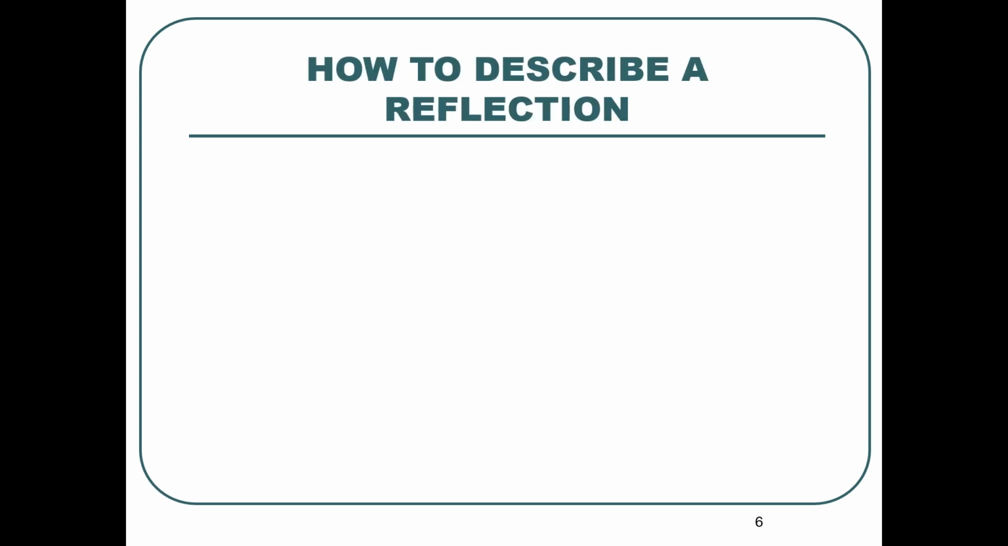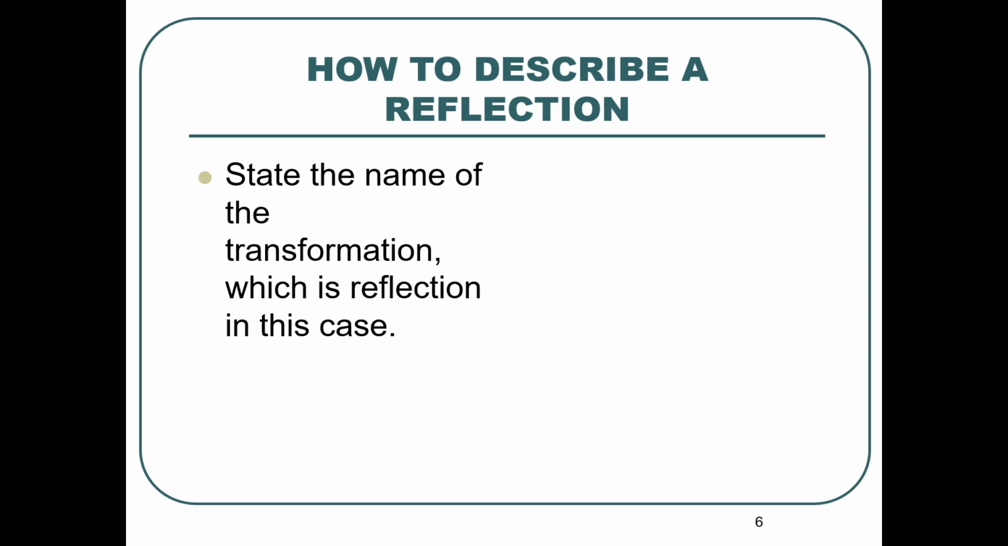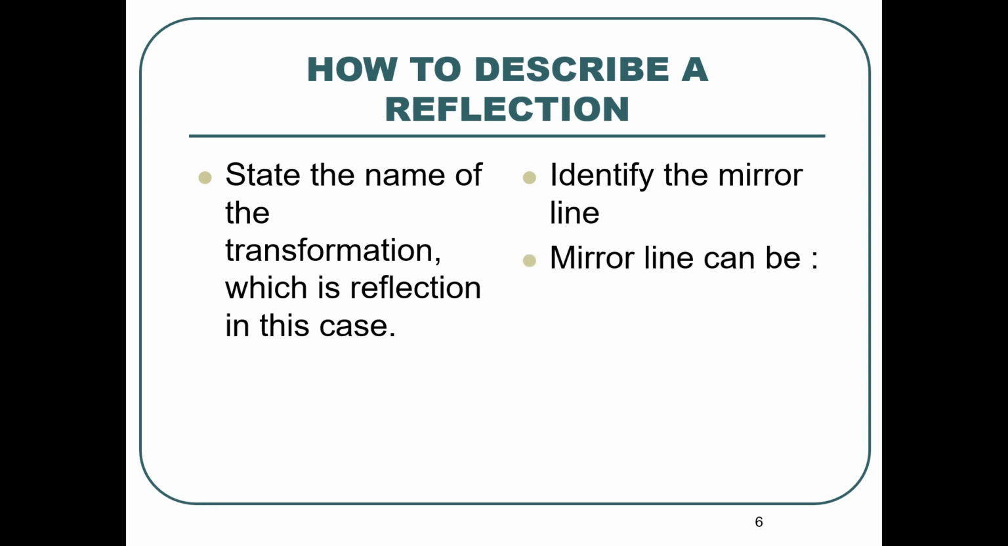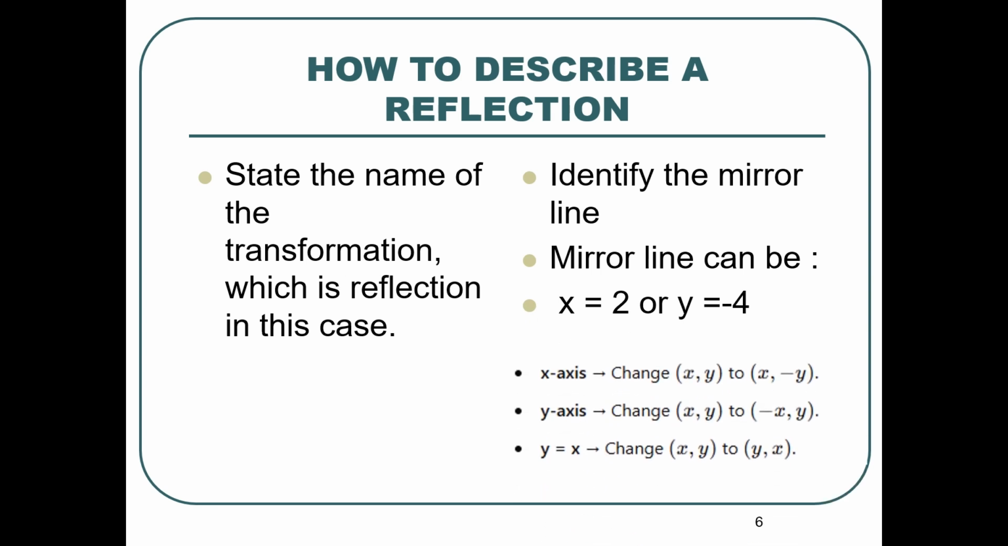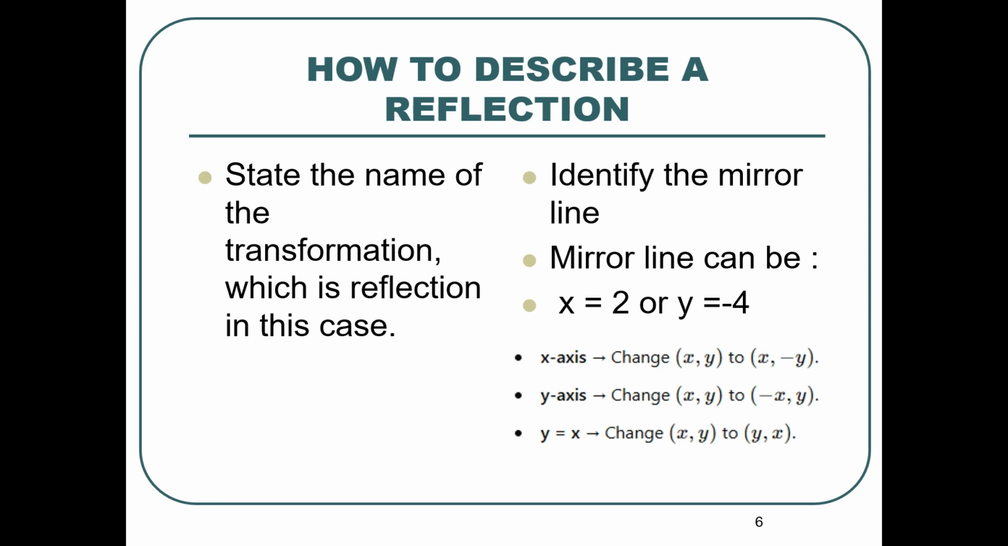How to describe a reflection. State the name of the transformation, which is a reflection in this case. Identify the mirror line. The mirror line can be x equals 2 or y equals -4, or it can be the x-axis, the y-axis, or y equals x.